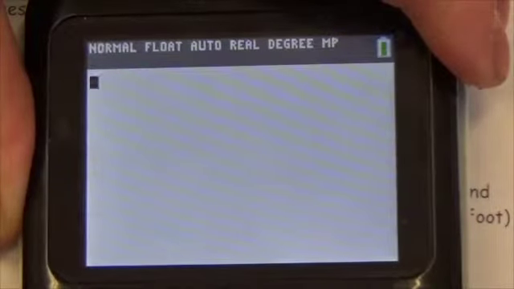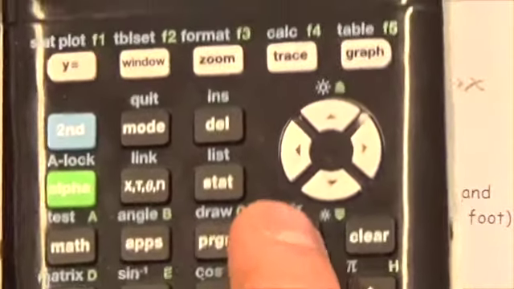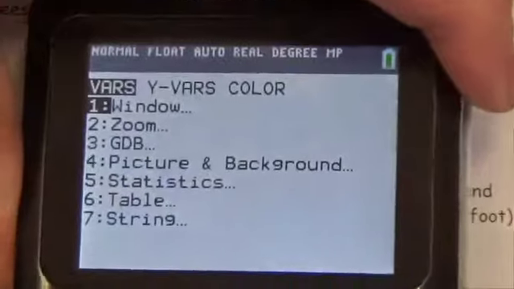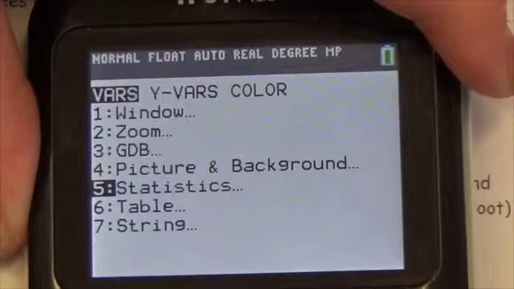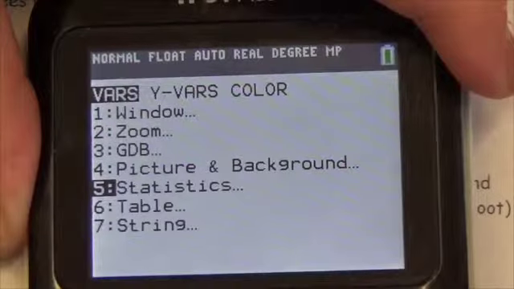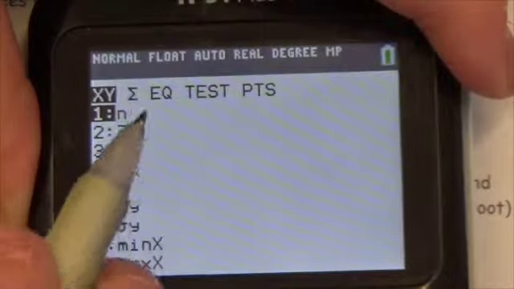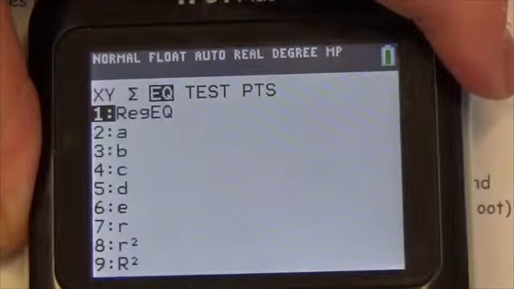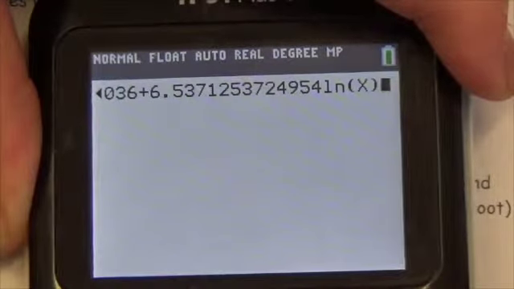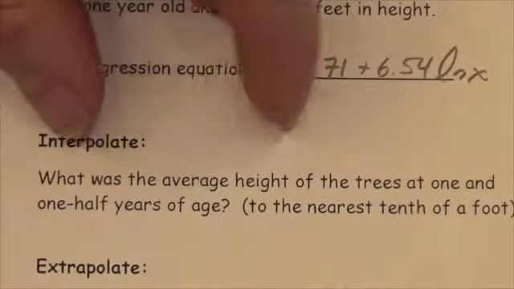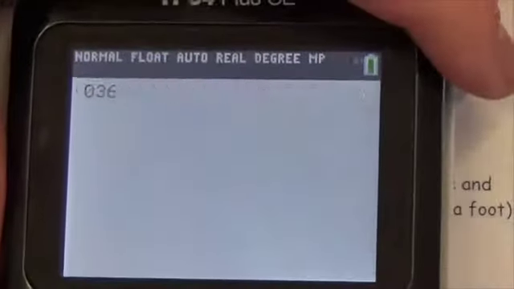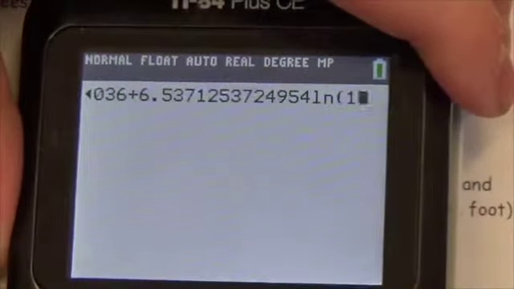Actually, sorry, on second thought, I should probably do that again. So I'll press the vars button right here. I'm going to go down to the statistics menu, because what we did was really a statistical measurement when we did the regression equation. And over in that EQ menu is where we store that regression equation that we just did. So now the question was to interpolate what the height was at 1.5 years of age. So I'm going to go back into here, and I'm just going to replace that x with 1.5.